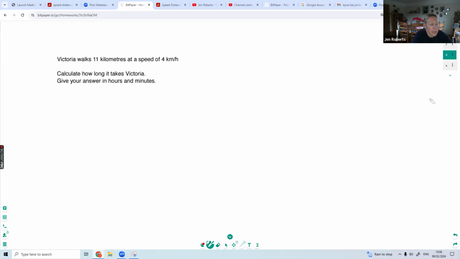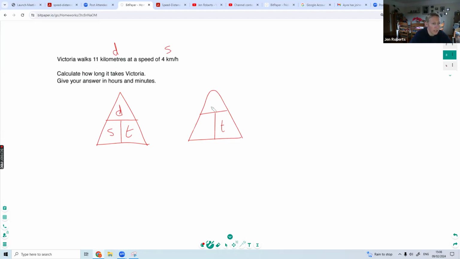Victoria walks 11 kilometres at a speed of 4 kilometres per hour. Calculate how long it takes Victoria. Give your answer in hours and minutes. So let's see what we have in this question. We've got our 11 kilometres, which is a distance. We've got our speed at 4 kilometres per hour. We want to know how long it takes. So what's the time? That's our unknown this time. So our distance has to go at the top. Our 4 kilometres per hour goes at the bottom. Got one above the other, so it's a divide. So 11 divided by 4 gives you the time.